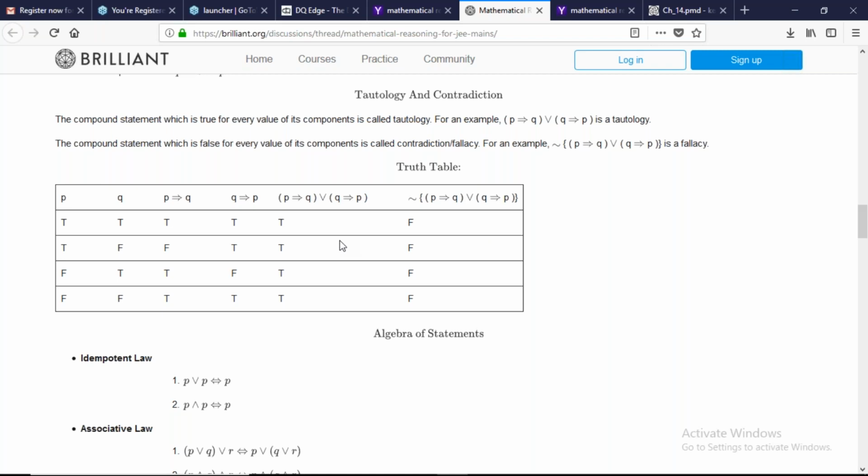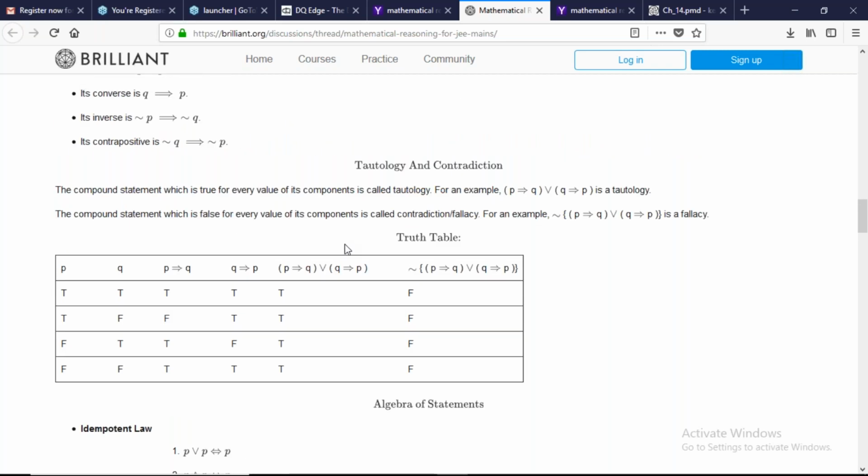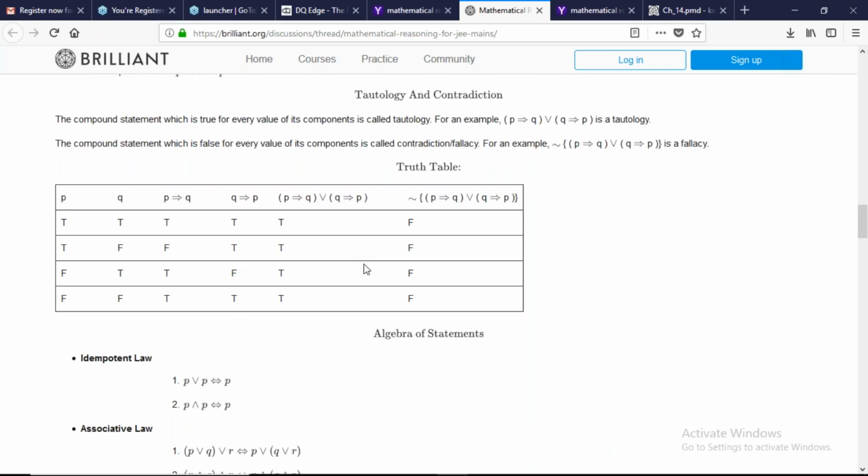Maybe you guys can understand later. The last thing: when do you say a given expression is a tautology? When all the truth values are true. If all of them are true, then it's called a tautology. If all of them are false, it is called a contradiction or a fallacy.